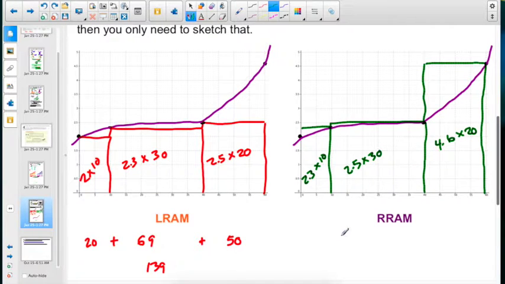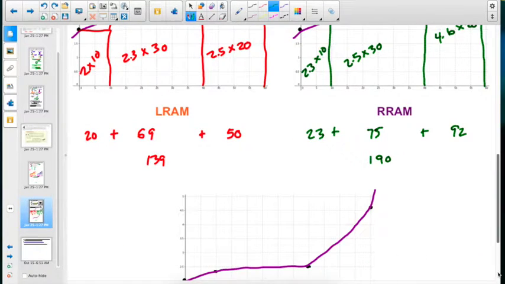So doing the math there, the first rectangle has an area of 23. The next rectangle, 2.5 times 30, is 75. And this last rectangle, 4.6 times 20 is 92. So our right RAM, adding 92, 75, and 23 is 190.